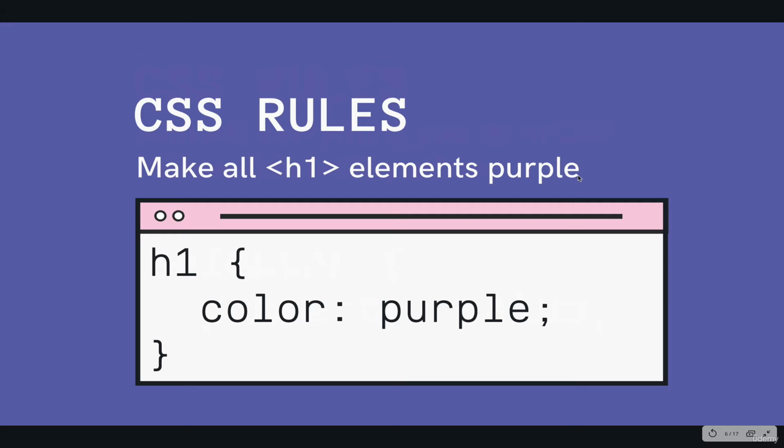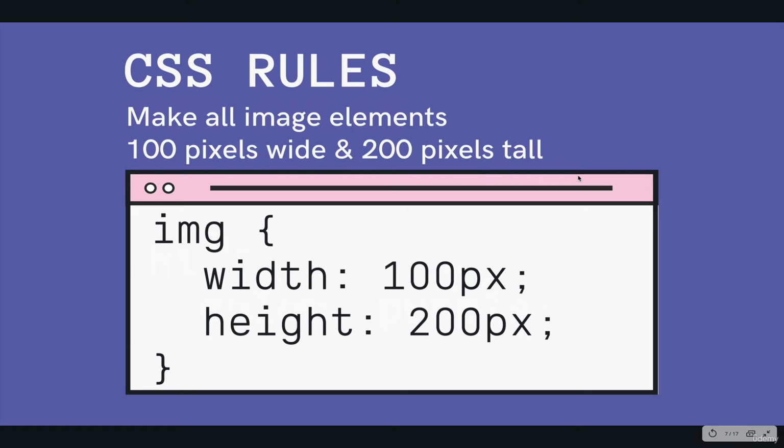This formula, this pattern is very simple, but it can get more complicated. We can do two different properties. We can set the width and the height. So width will be 100 pixels and height will be 200 pixels. And we'll talk more about these properties and what pixels are and different units and height and width and color and all of that later on. But for now, this basic pattern: make all image elements 100 pixels wide and 200 pixels tall.